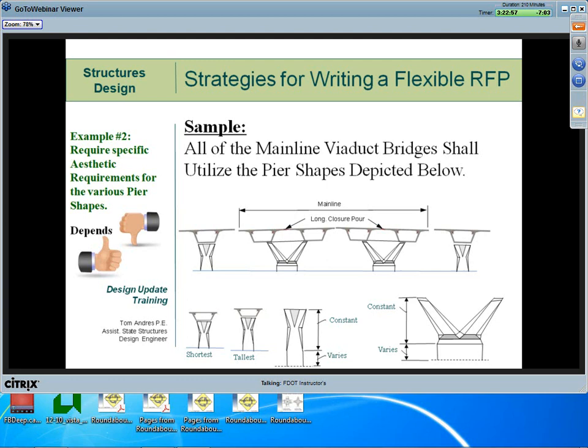Also, make sure the sketches adequately cover project variabilities such as wide bridges, narrow bridges, tall bridges, short bridges. So you need to do that. And you can see how in the slide here we've accommodated some of that.